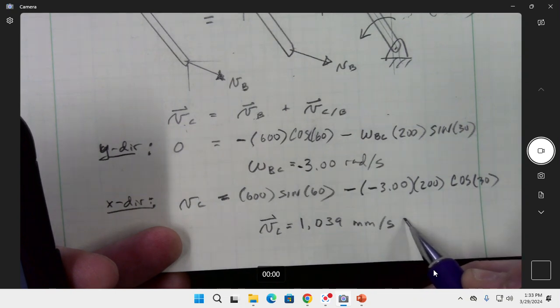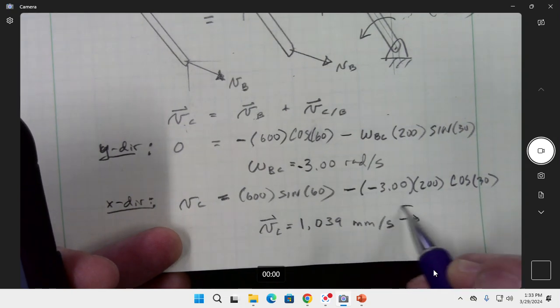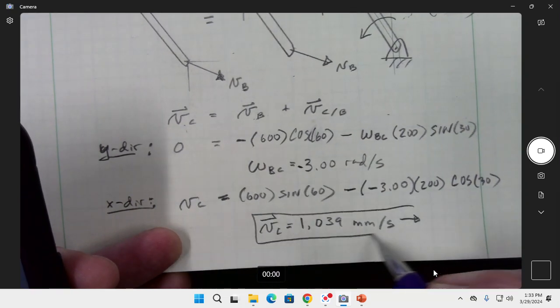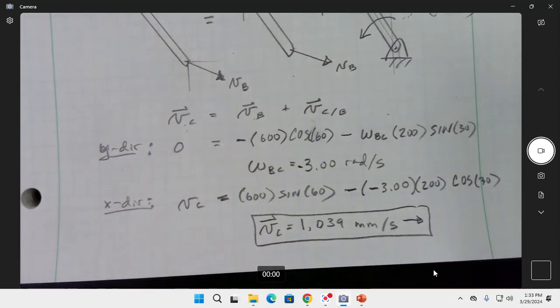And if we're going to answer it, if they ask for velocity, you've got to have a hat. And it's got to have a magnitude, and it has to have direction. You have to have all those things in order for it to be a velocity. Otherwise, it's just a speed.